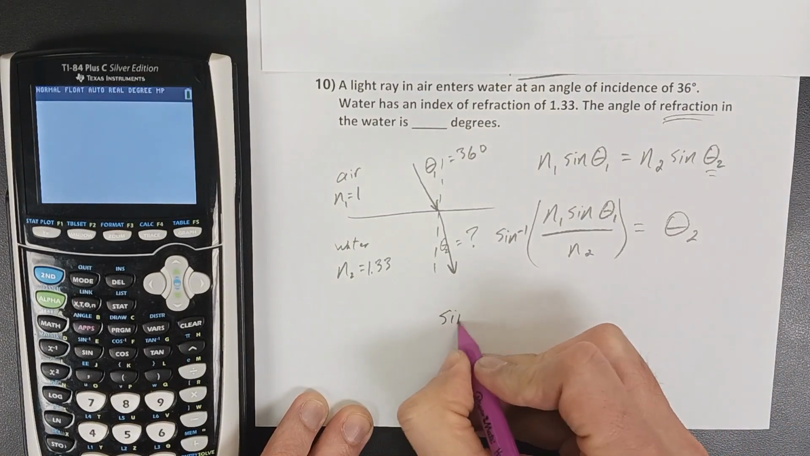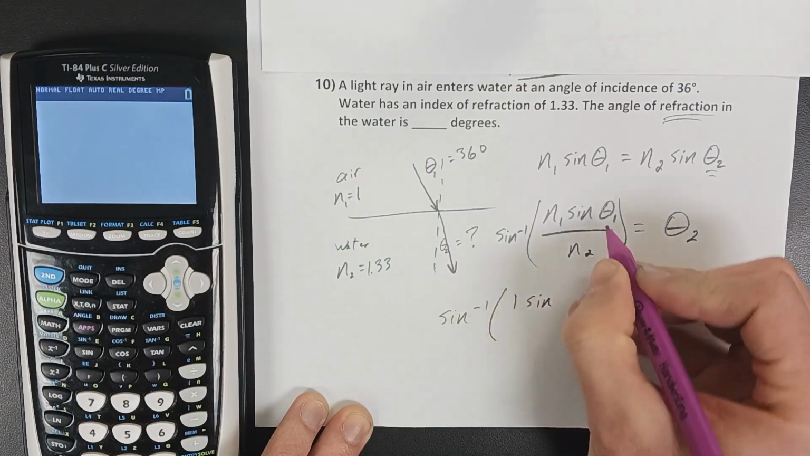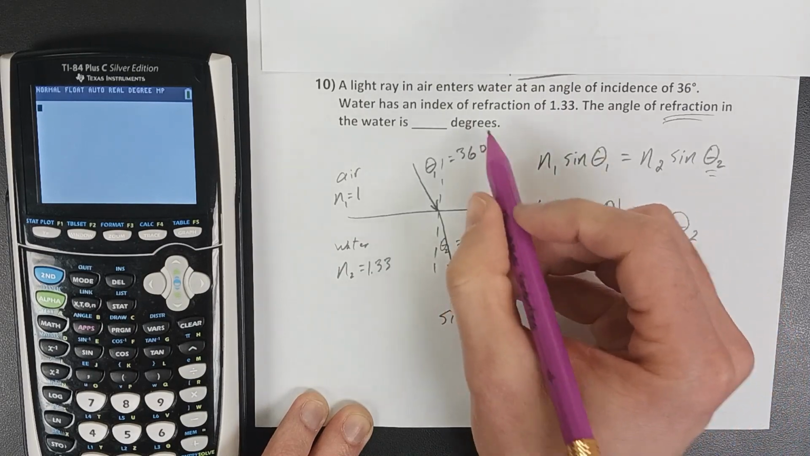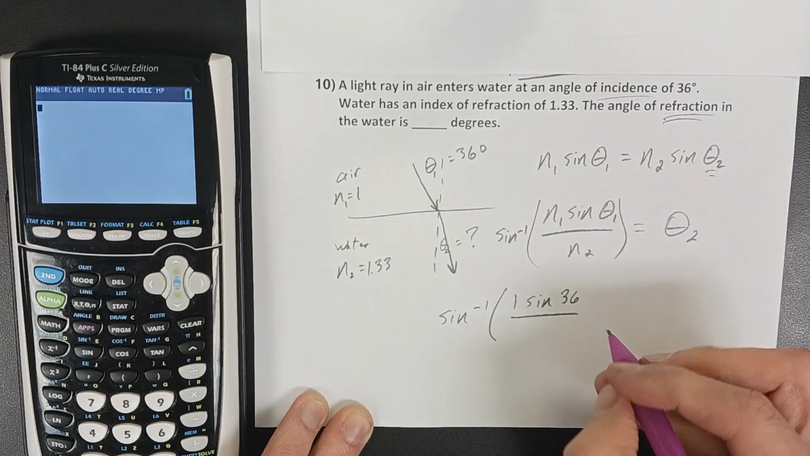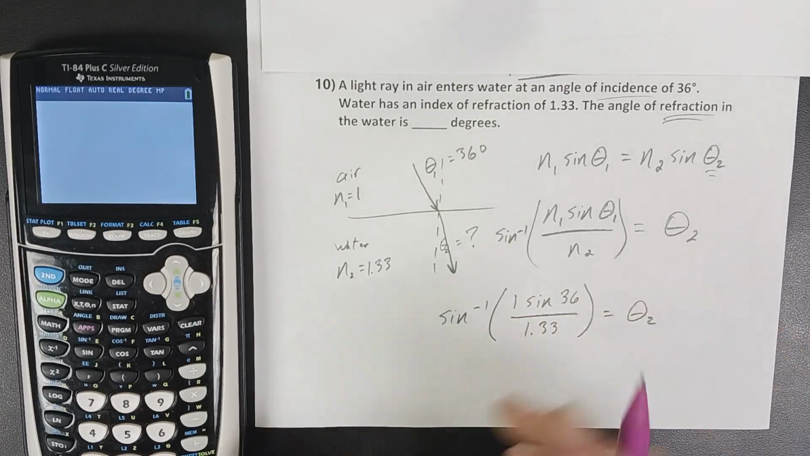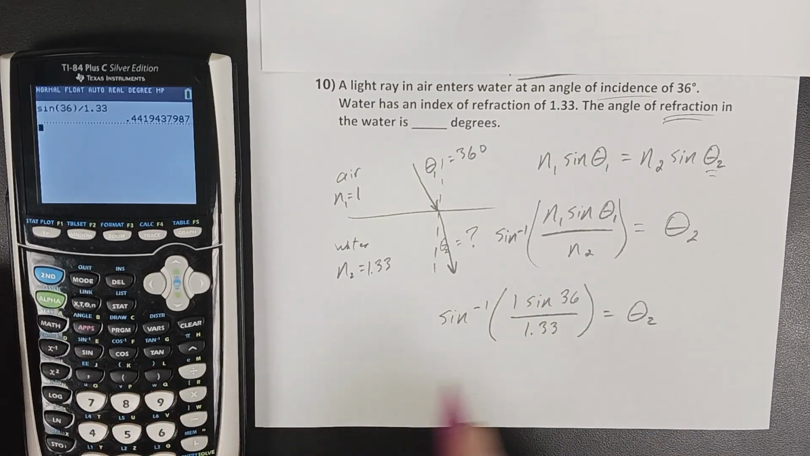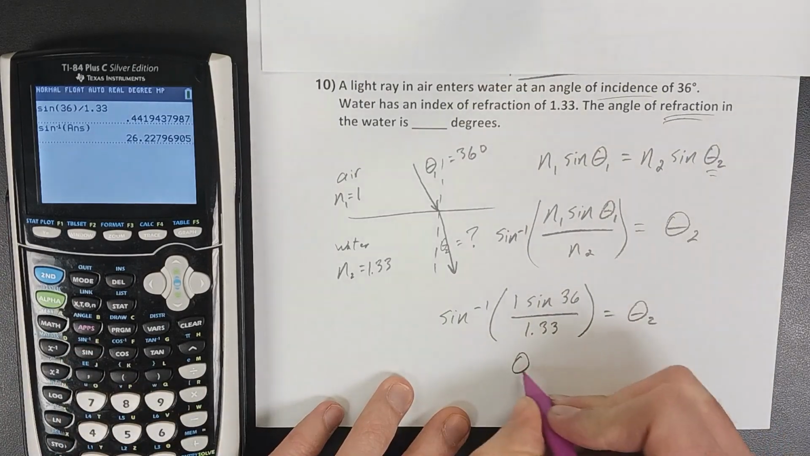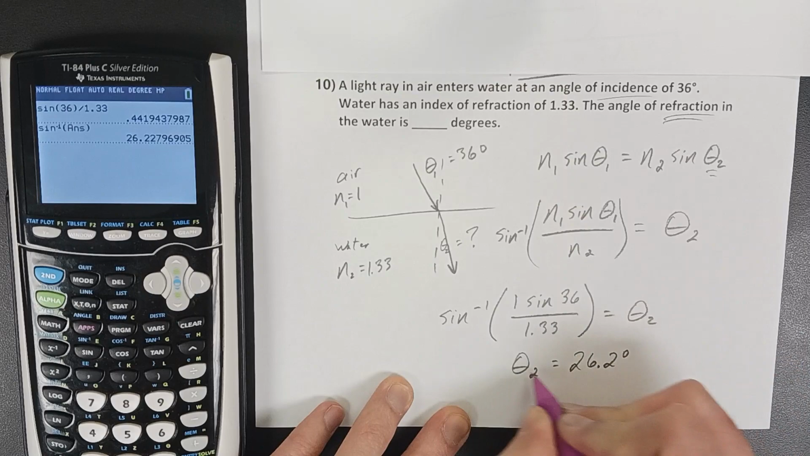So inverse sine of, that's 1 right there, so you don't even need to put that in your calculator if you don't want to, times the index, or sorry, times the angle of incidence. I get my index and incidence words mixed up here in my brain, divided by 1.33. So I'm going to do this fraction first, just the sine of 36 divided by 1.33. I'm going to take the inverse sine of that answer. And so we do get a smaller angle like we predicted, 26.2 degrees.